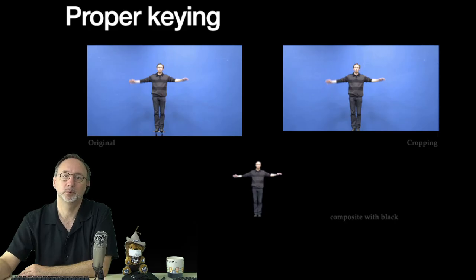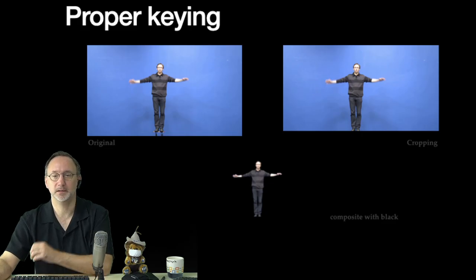And for the proper keying, in this case here we need two things. One is we want to cut off on the level of the feet, so we don't want to see here where I'm standing, and we then want to be able to replace the full blue background with a complete black to create this image on the bottom.